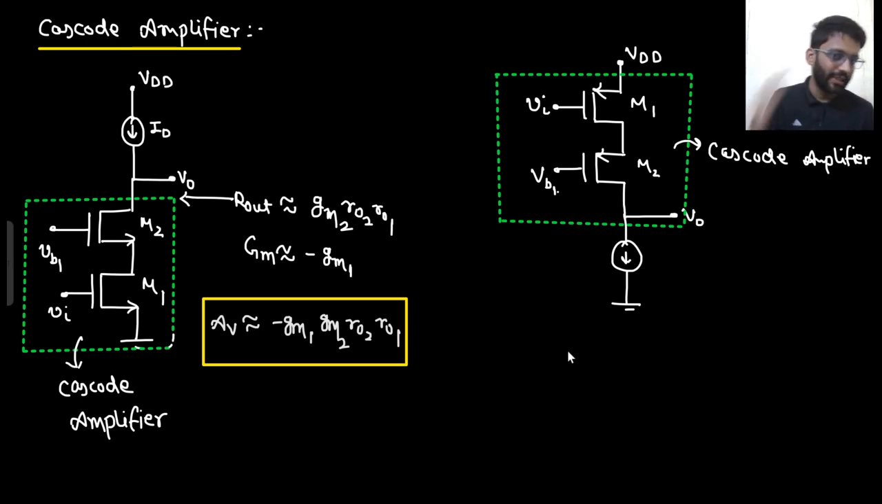And what will be the gain? Tell me. The gain would be this only. You can write down the gain on your own. Say yes or no. What will be GM value? The current is GM V in. GM value would be minus GM1.